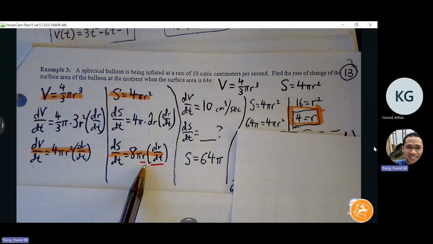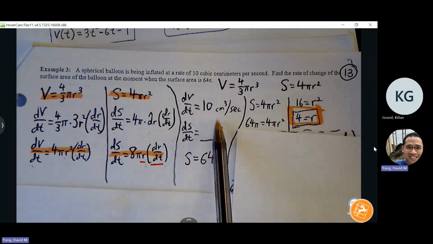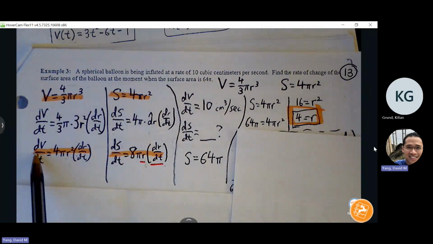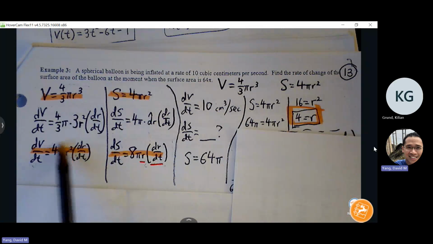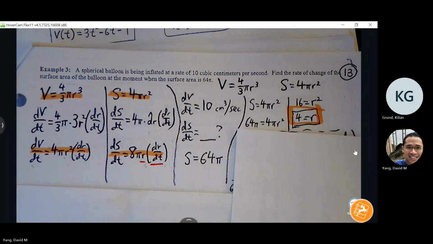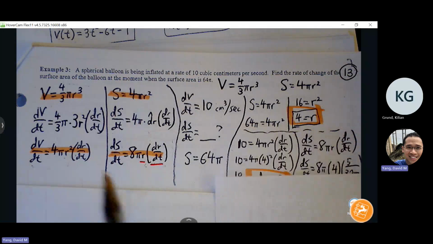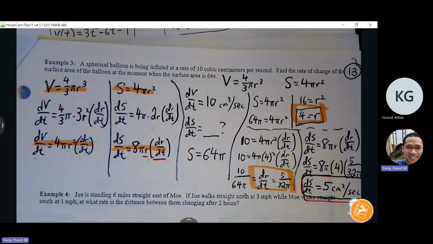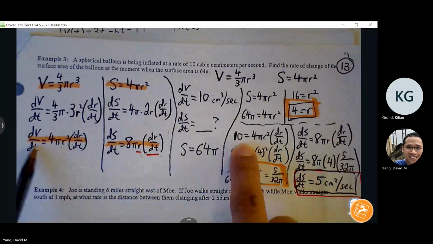Okay, so I have R, which is good, but I still need dr/dt. And this is where dV/dt can help us out, right? You use the bottom left. Right, we can plug that 10 here, plug 4 in here, and now we have a pathway towards solving for dr/dt. Okay, so we plug 10 in to the dV/dt equation.